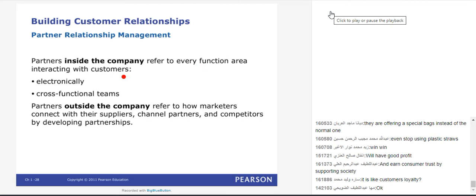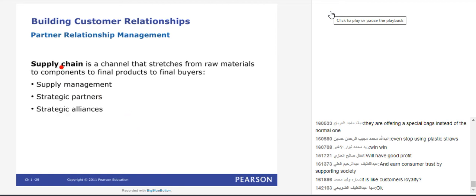Inside the company, this refers to every functional area, and outside the company, it refers to how marketing connects with suppliers, channel partners, and competitors by developing partnerships with them. Okay. Partnership outside the company is in the form of a supply chain partnership. It's a channel, the supply chain. Okay, we have supply management, supply partners, strategic partners, and strategic alliances.